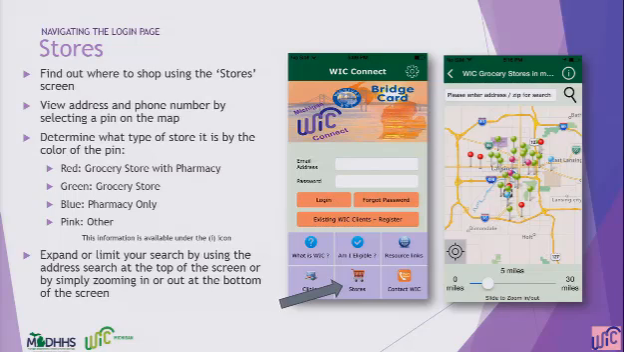The pins on this map are color-coded based on the store type. The red pins indicate grocery stores with pharmacies. The green are grocery stores, the blue are pharmacy only, and the pink indicate other store types like the Project Fresh farmers markets. This information can be viewed in the key under the eye icon in the upper right-hand corner. With our next update, this feature will include a filter option to allow users to select the store type they wish to view.